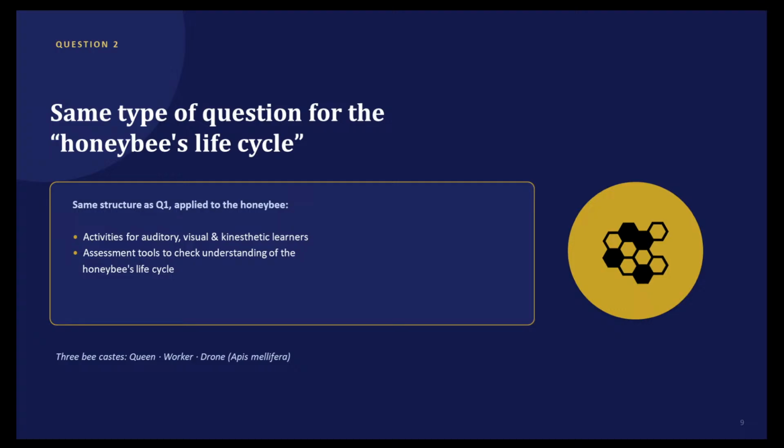Now I move to the second question. How can we teach the honeybee life cycle? The teaching process is almost the same as the previous lesson, and again I prepare the activities for auditory, visual, and kinesthetic learners, followed by suitable assessment methods. In addition, students also learn about the three types of honeybees: the queen, the workers, and the drones.